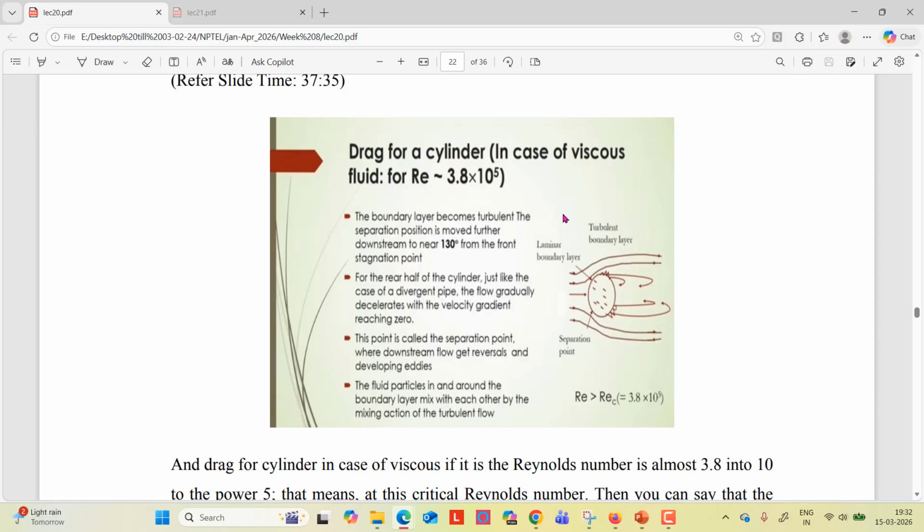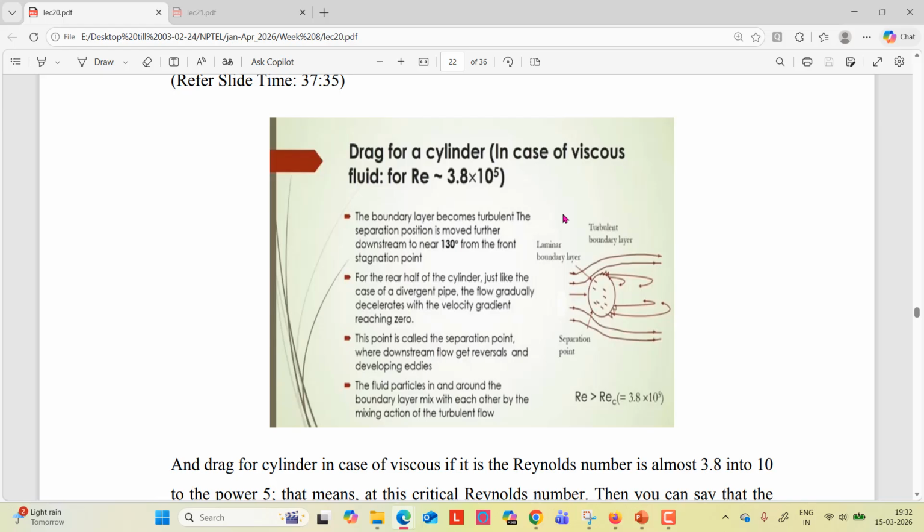So now it is even higher. So the boundary layer becomes turbulent. Okay, now the boundary layer itself becomes turbulent because the Reynolds number is very high. The fluid is flowing at very high speed. The boundary layer becomes turbulent. The separation position is moved farther downstream, right?